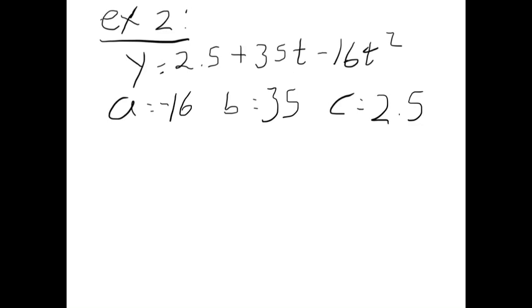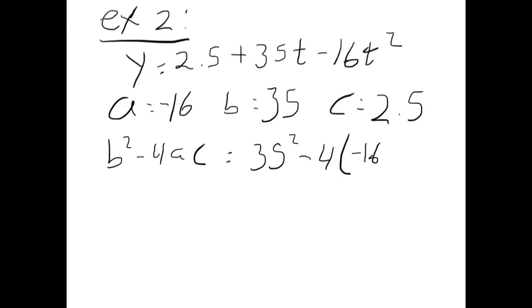Putting that into the quadratic formula, we start by doing b squared minus 4ac, and in this case that's going to come out to 35 squared, which is going to be a fairly large number. Notice it's positive, so we don't need the parentheses, but it might be a good idea to have them there anyway. Minus 4 times a, which is a negative number, so now we've got a negative times a negative, which is a positive, times 2.5, and this is going to need some calculator help.